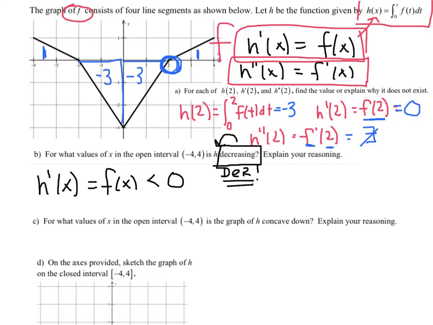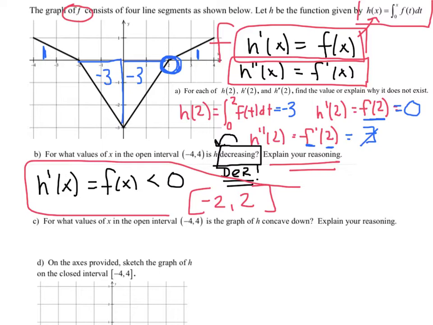Now just ask yourself, when is your function less than 0? Well, here's your function. Clearly these are positive, these are negative, and these are positive. So I would say from -2 to 2. Now you're going to like this. When it says explain your reasoning, that is this jargon right here. You don't need to say any more than that. h prime of x, which equals f of x, is less than 0. And yes, we want that whole thing written out.